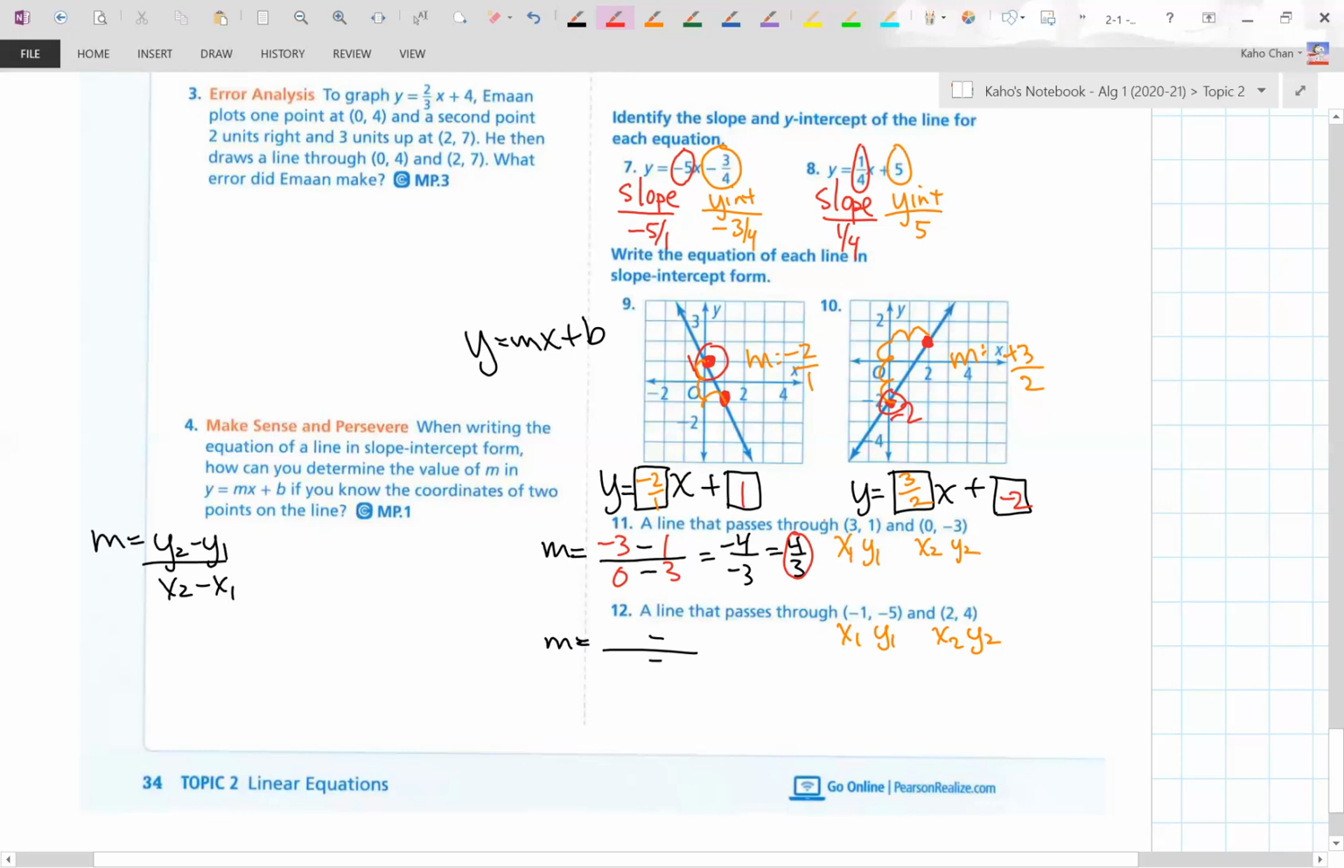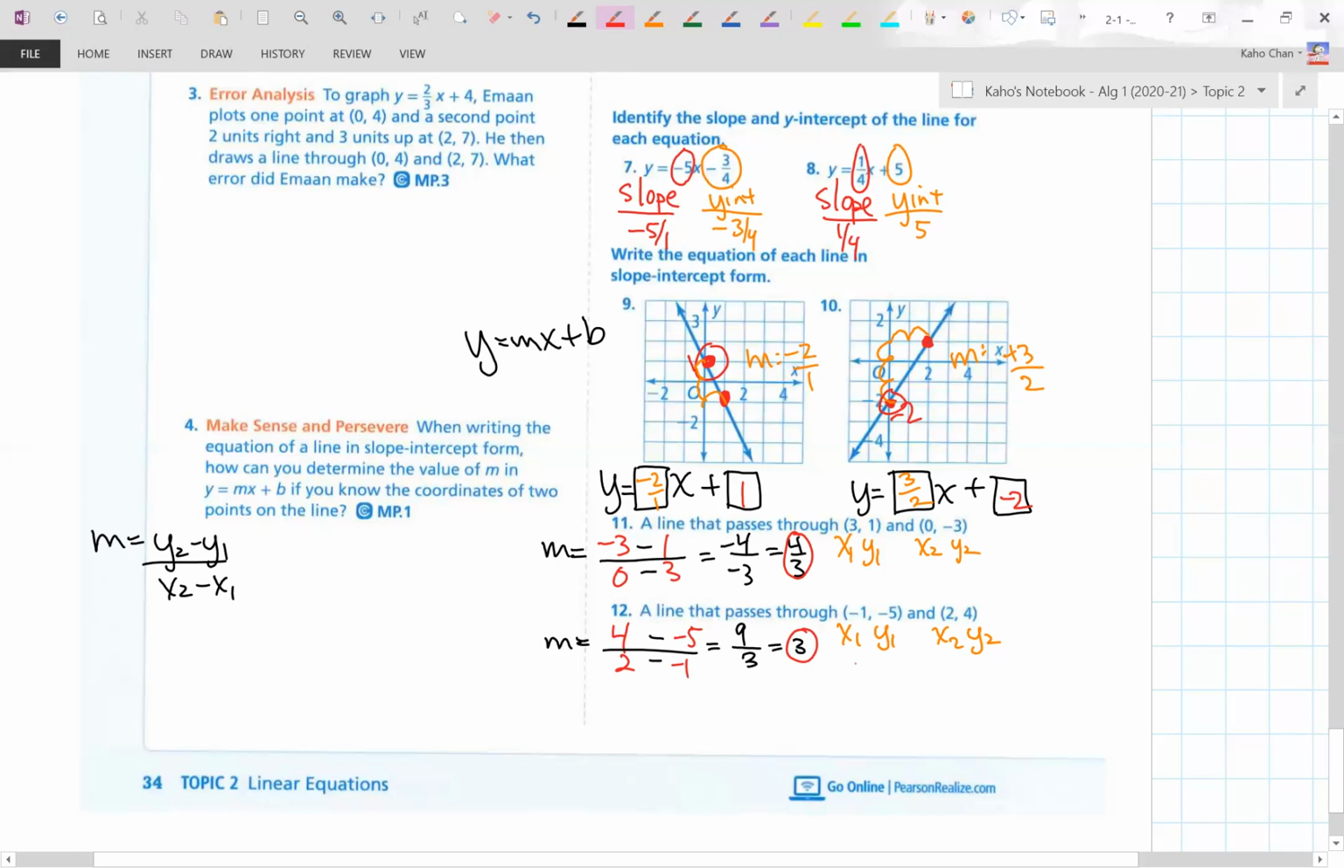All right, let's do the same thing with number 12. I'm kind of liking doing this in an orderly fashion, 2 problems at once. 4 minus -5, and then 2 minus -1. Just keep track of your negative signs. 4 minus -5 is 4 plus 5. 2 minus -1 is 2 plus 1. Ooh, this is much nicer, +3.